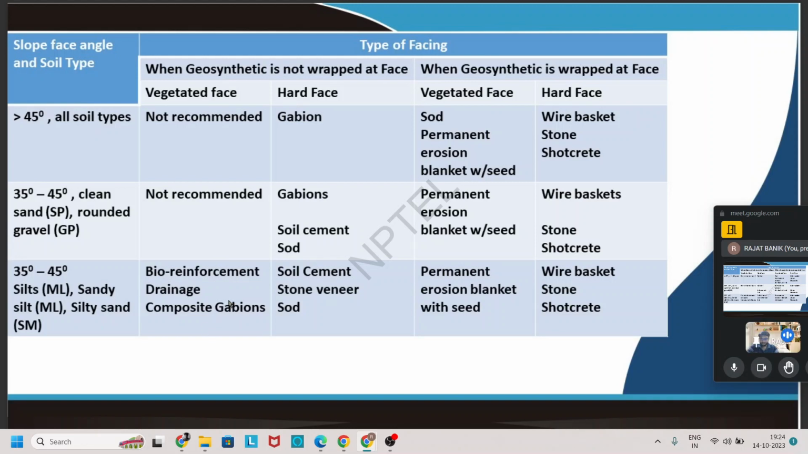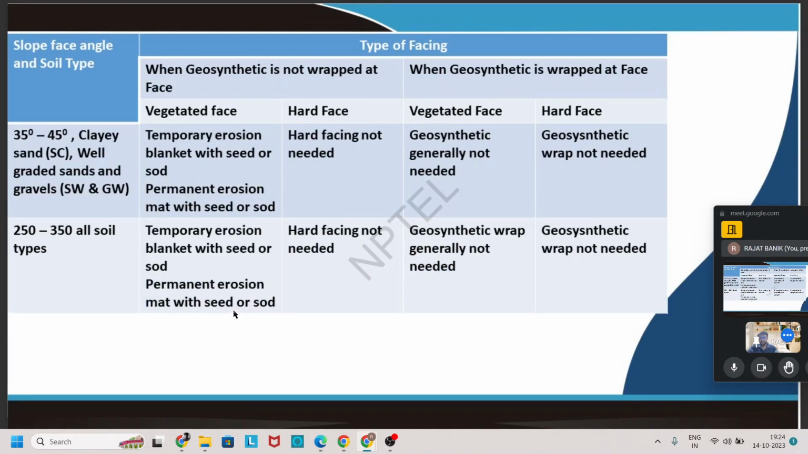Continue again further. Then there are other types, that is when the face angle is between 35 degrees to 45 degrees, and the material is clay, sand, well graded sand, and well graded gravel, and when the geosynthetic is not wrapped. For vegetative phase, we use temporary erosion blanket with seed or soil, or permanent erosion mat with seed or soil. For hard phase, we use hard facing, not knitting.